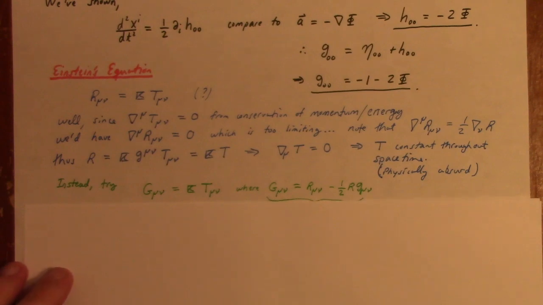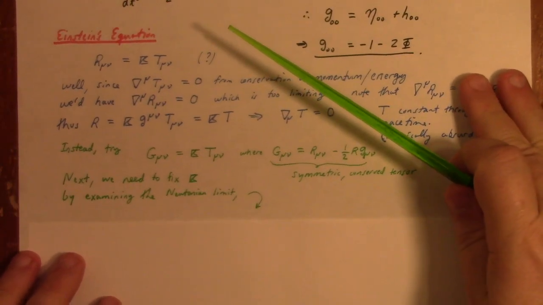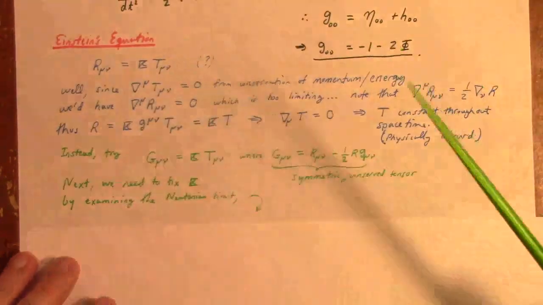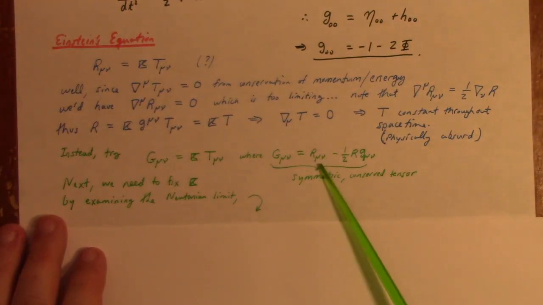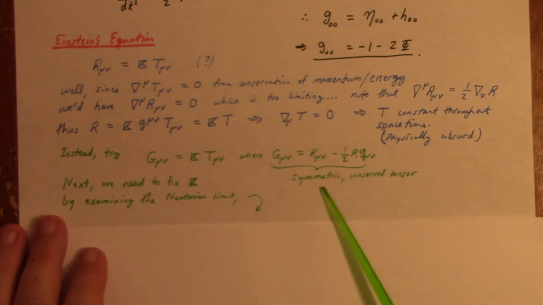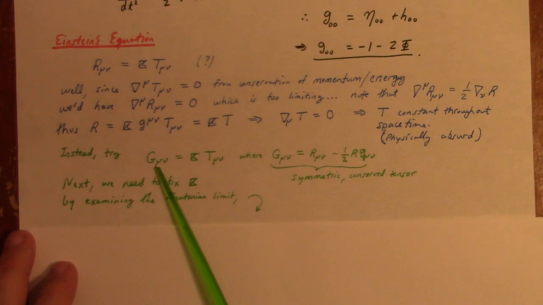So we had to try something more complicated, and it took Einstein a couple of years, but he came up with this, the Einstein tensor, as we talked about in previous lectures. This G mu nu, which is the Ricci tensor minus 1/2 the Ricci scalar times the metric. This is a symmetric conserved tensor, and so we can at least attempt this.